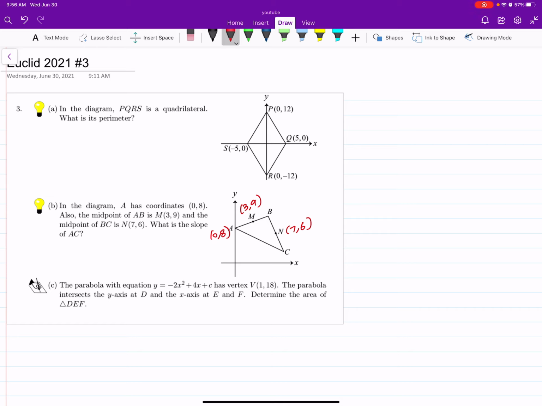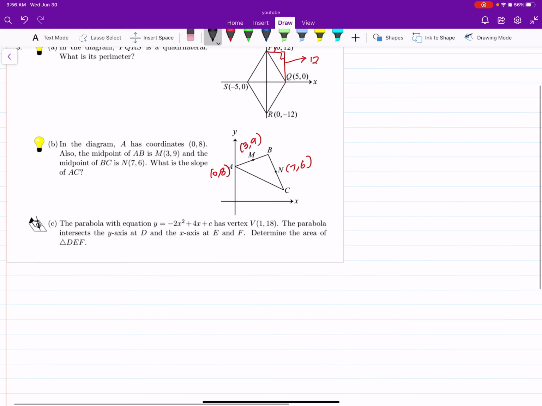We can start with finding the side length of PQ. We can draw a right triangle here. And we know that this length is 5 and this side is 12. And then we can use the Pythagorean theorem. So we will have PQ is equal to the square root of 12 squared plus 5 squared, which is equal to 13.